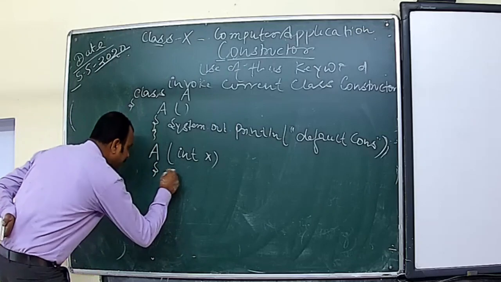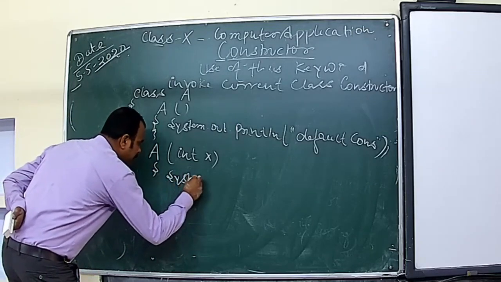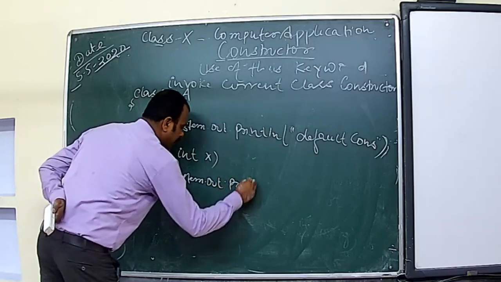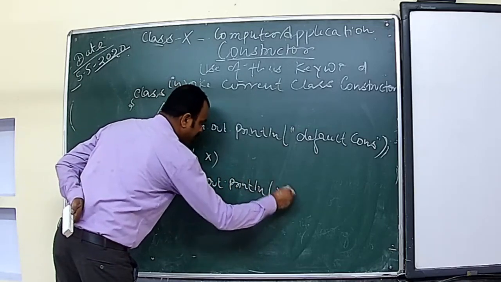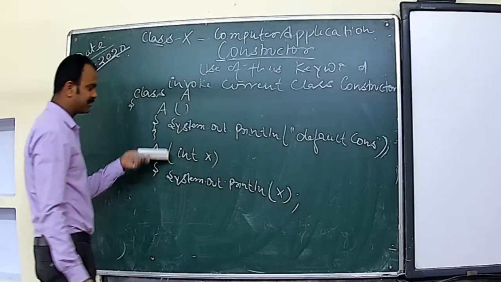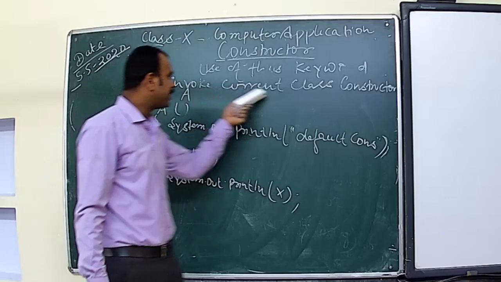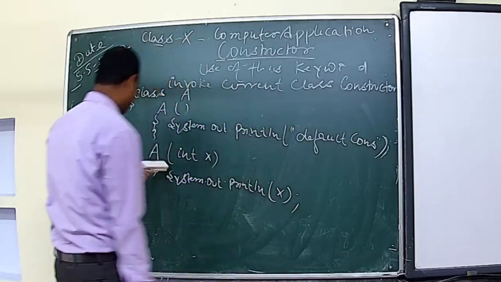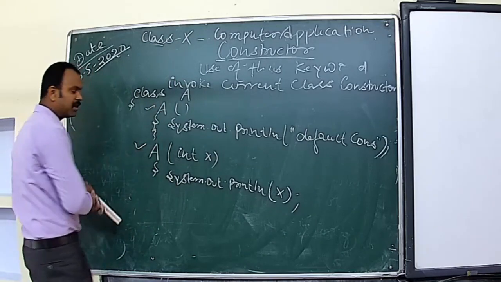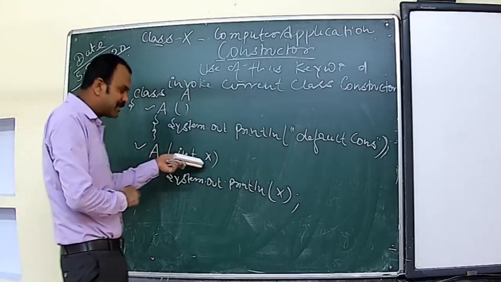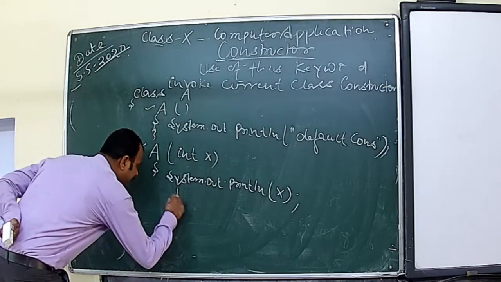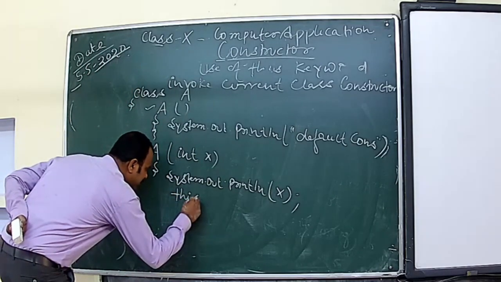Okay, I will print here system dot out dot println x. And if I am calling this A inside this constructor, so here we are calling the current class constructor. This one is a default constructor, this one is a parameterized constructor because it contains one parameter. So if I call a default one here, I need to write only this.